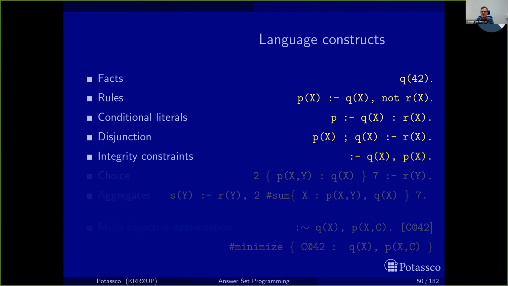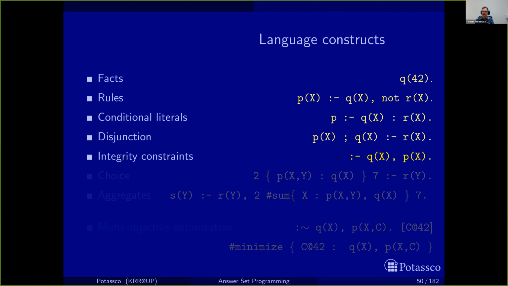Then there are integrity constraints, and I think most people who look at ASP for the first time say, oh, why do I have to? I think this is useful. I want to express that there is no x for which q holds and p holds, right? But you have to define it in a negative way. And logically, of course, you know, we all come from logic.